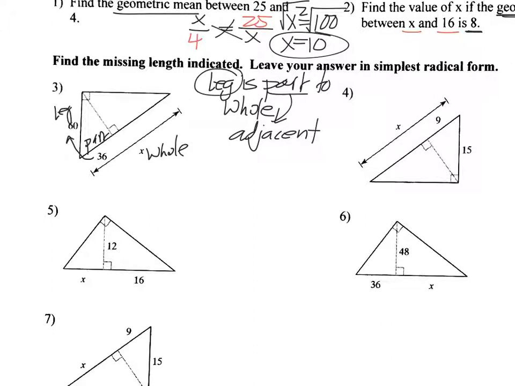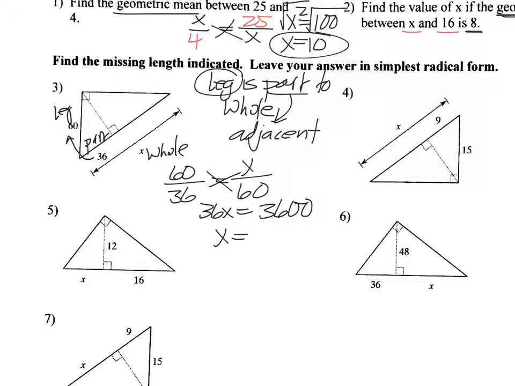Remember, the leg is the one that goes down twice. So 60 goes down twice. Adjacent part, and the whole is x. Okay. So then we cross multiply. We get 36x equals 60 times 60 is 3600. And then we divide, and we get x is 100. And that makes sense because x is the whole thing. Now, when it says simplest radical form, sometimes we're going to get square roots, and we'll run into a problem here in just a second, and I'll show you how this works. Okay, so let's do problem number 4.